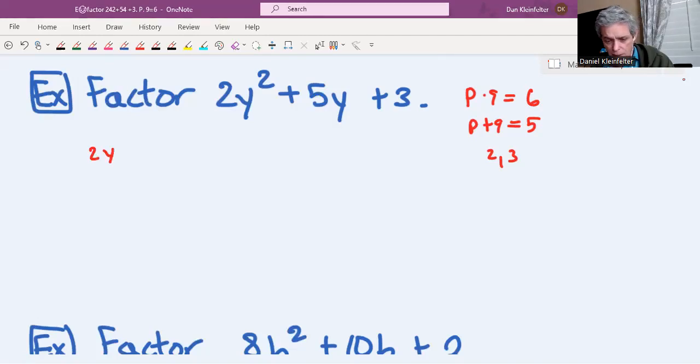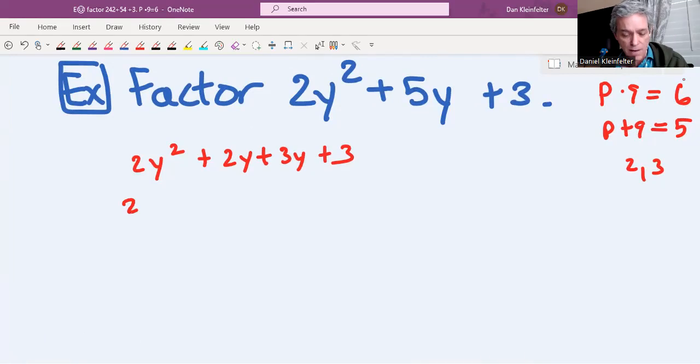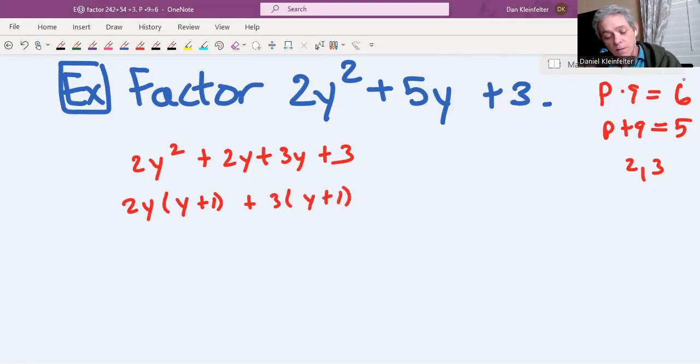So I'm going to rewrite my polynomial. That 5y term, we're going to split it into 2y plus 3y. Again, if you wanted to make it 3y plus 2y, you'll be fine. Okay, so we've split up that 5y into a sum of two terms. This gives us a 4-term polynomial that we can factor by grouping. 2y gets factored out. We'll be left with y plus 1. The second two terms have 3 as a factor. When we factor the 3 out, we'll be left with y plus 1. Okay, common factor of y plus 1. And then what we're left with is 2y plus 3.